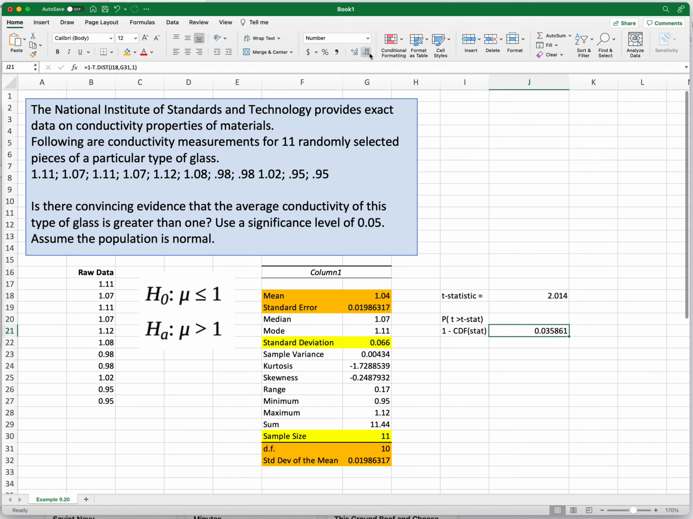to 3 decimal places, is 0.036. This is my p-value. I'm just going to copy it over. It's my p-value. My alpha, or my significance, is 0.05.